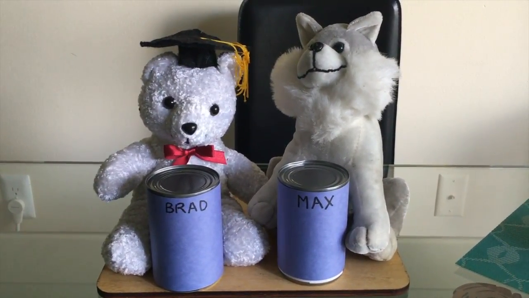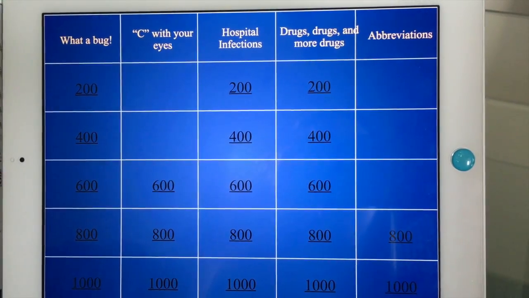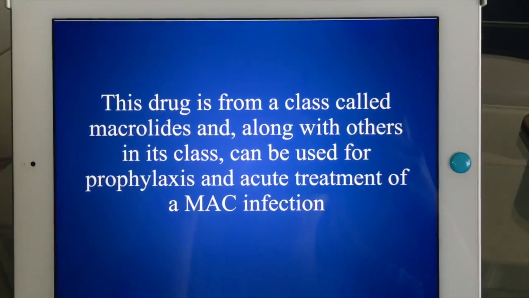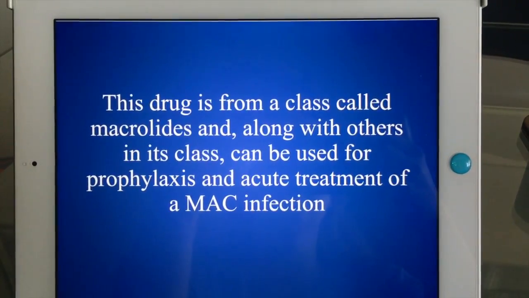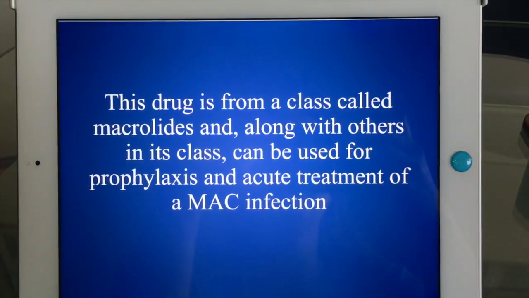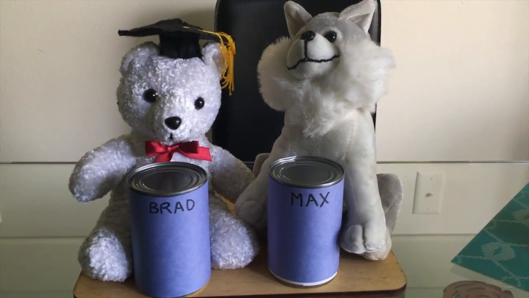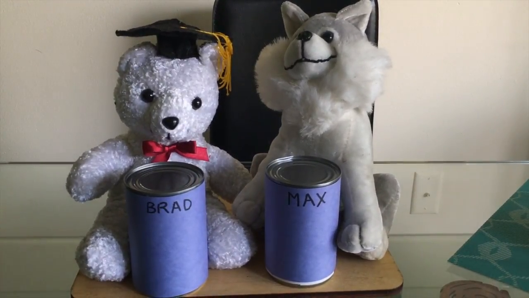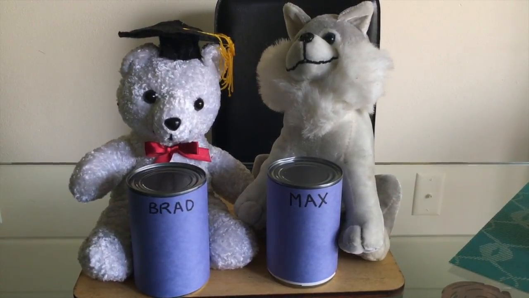See with Your Eyes for 600. This drug is from a class called macrolides and, along with others in its class, can be used for prophylaxis and acute treatment of a MAC infection. What is clarithromycin? Yes, that's correct. Okay, this is the end of the round and we're going into Final Jeopardy.